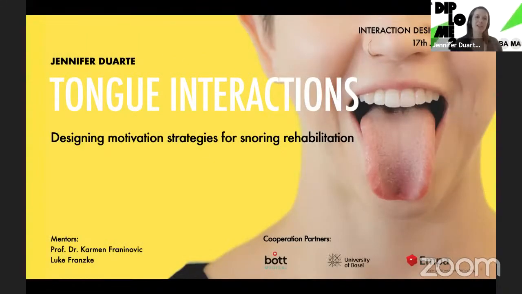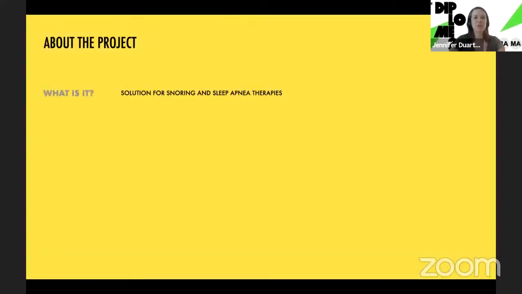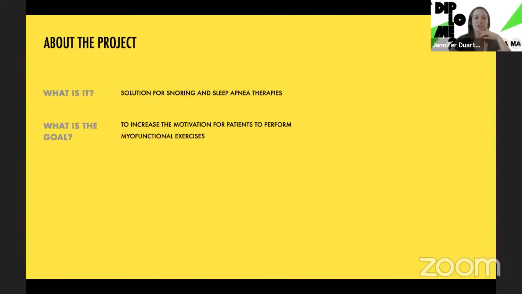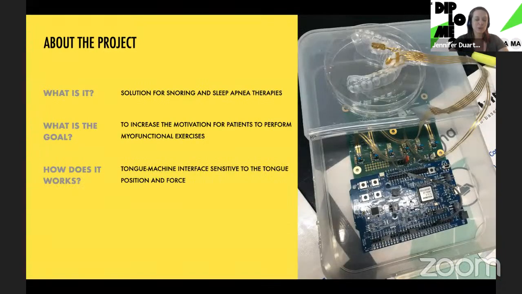My project is about tongue rehabilitation for snoring therapy. It works as a solution for snoring and sleep apnea, and the goal is to increase the motivation of patients through a more interactive way. It works through a unique polymer nanotechnology, which enables stretchable electronics, and it's used with the tongue by touching it and interacting with the interface.